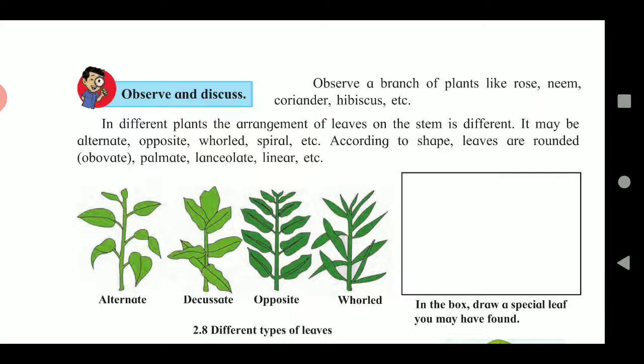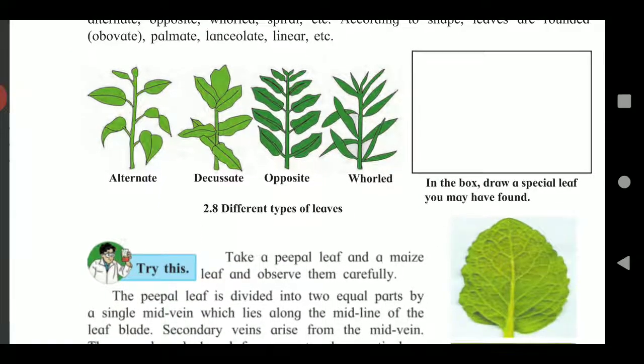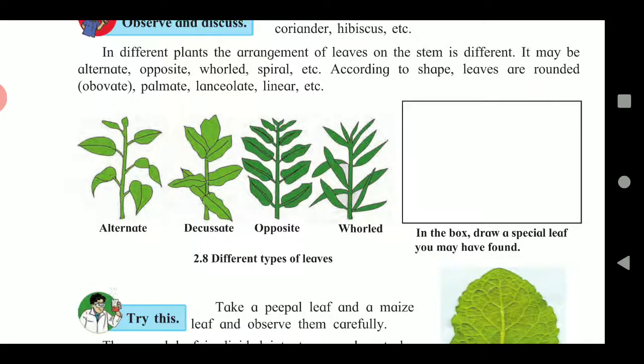Now see the arrangement of leaves. That is called phyllotaxy. The arrangement of leaves on the stem is different in different plants. See the figure 2.8, different types of leaves. Alternate, then decussate, opposite and whorled.